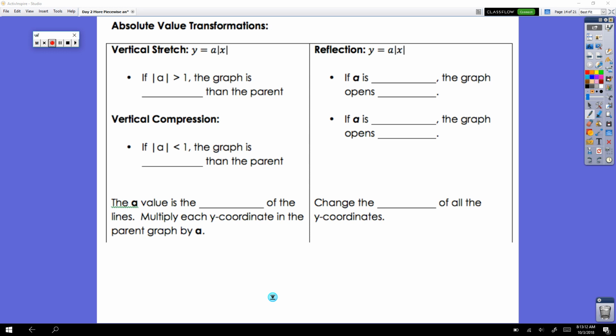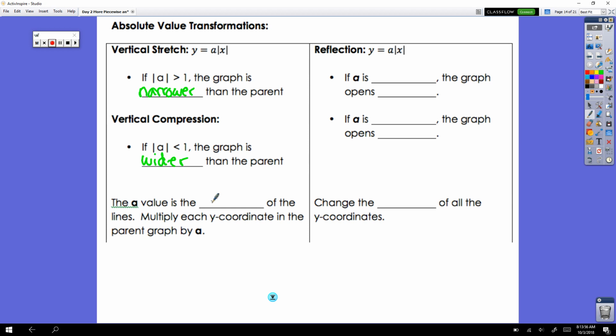So now we're going to be talking about some transformations of absolute value functions. So if the absolute value of a is greater than 1, the graph is narrower than the parent function. If the absolute value of a is less than 1, the graph is wider than the parent function. So pretty much what this means is if a is greater than 1, it's narrower. All this is saying is if a is a fraction, the graph is wider. And the reason why is because you know absolute value is never going to be negative, so if it's less than 1, it clearly has to be a fraction.